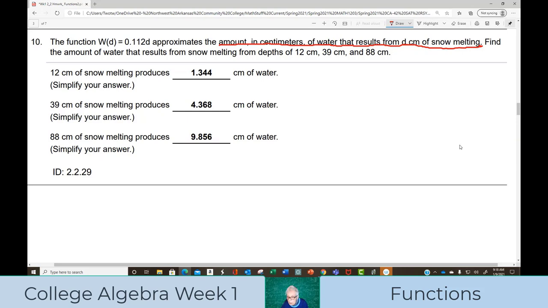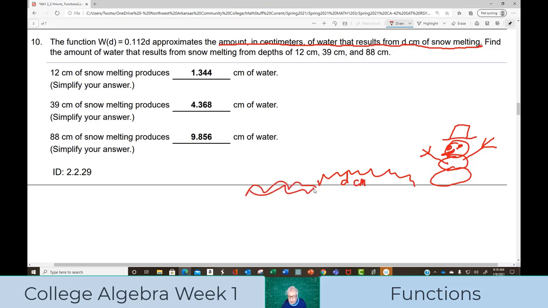Okay. So you've got snow, which means you have to have a snowman or a snow person. Then you got the carrot nose, a top hat, all that kind of stuff. Okay, so you've got this much snow on the ground. I always like to draw a picture. The water that results from D centimeters of snow melt. All right, so if you've got D centimeters of snow melting, there. So that's what the D would be. D centimeters of snow melt.